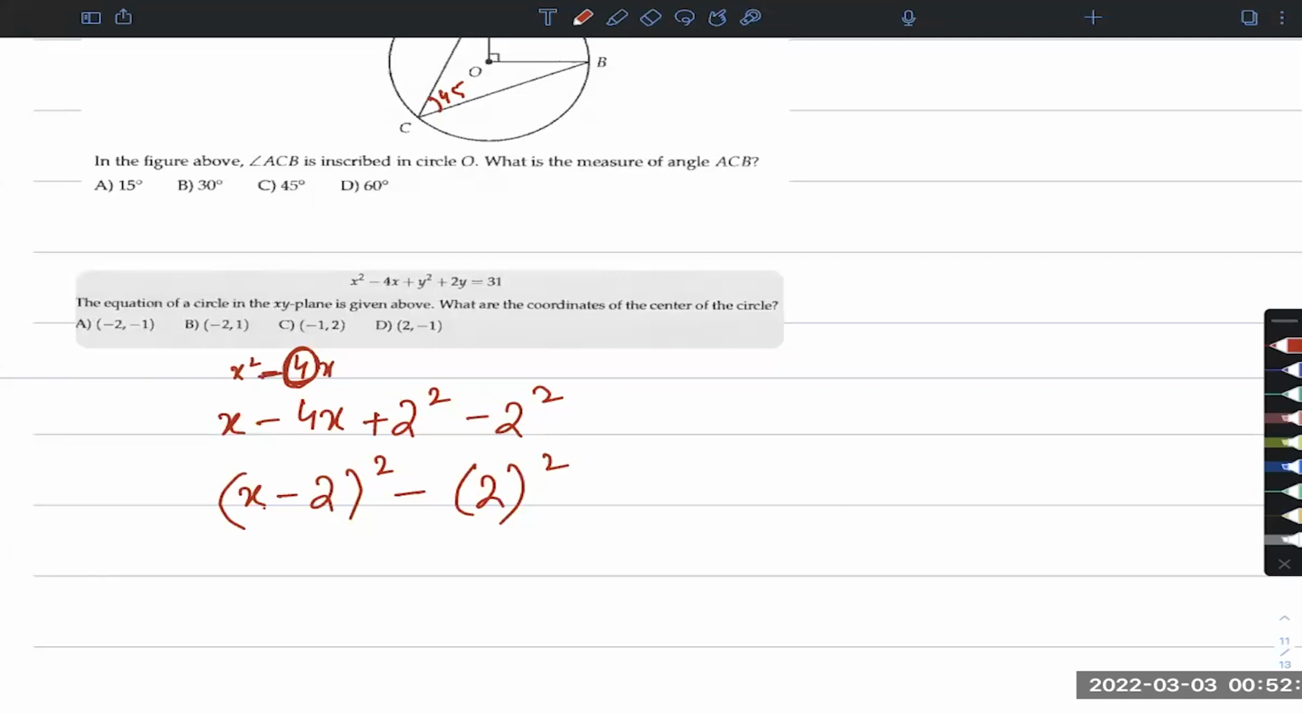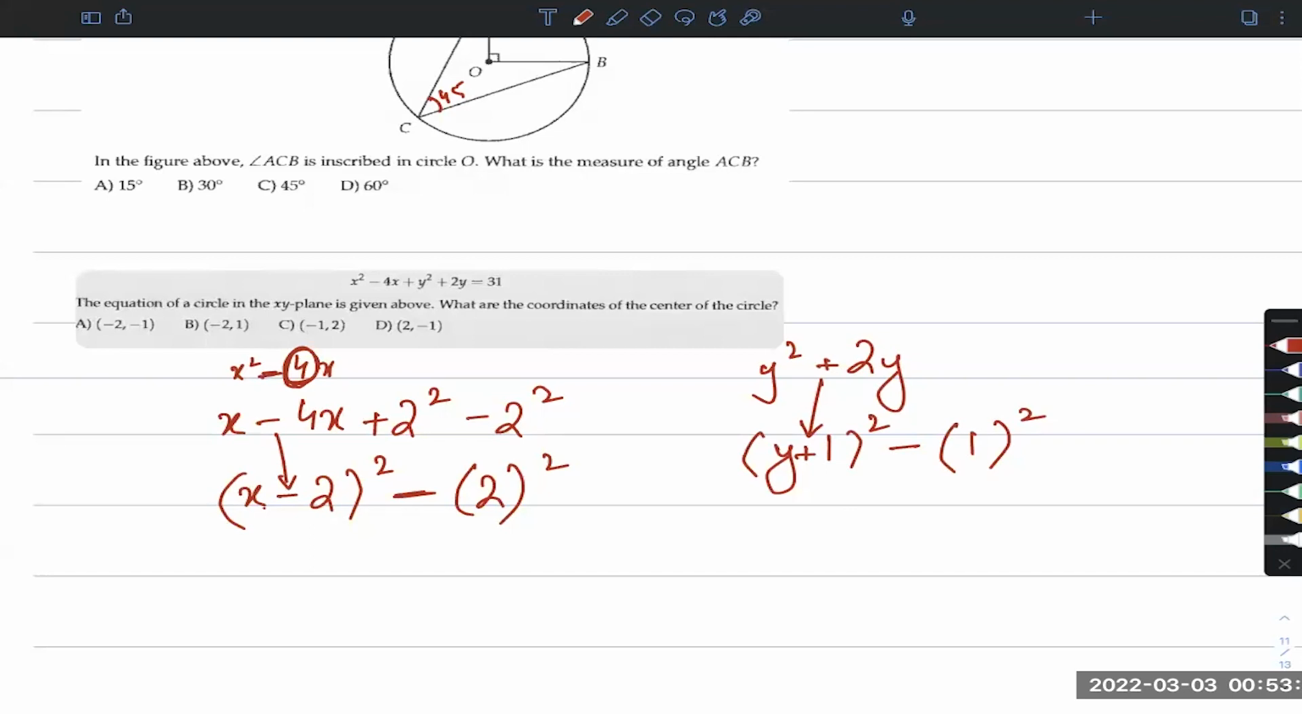Let me show it again. I had y squared plus 2y. So half of 2 is 1. So I'll write y plus 1 squared minus 1 squared. ये ज़हन में रखना है. This sign comes from this. Exactly, जो भी sign होता है वो यहाँ पे आ जाता है, and the second sign is always negative, and that's how you do completing the square.